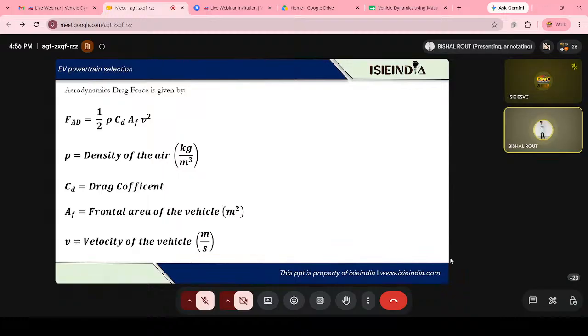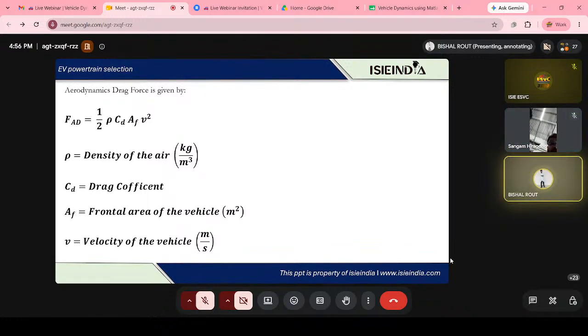And then you have AF, which is referred to as the frontal area of the vehicle. Frontal area of the vehicle means how much of the front of the vehicle you can see. How do you calculate the frontal area? You multiply length by breadth, and you get the frontal area of the vehicle in meter square. Then you have velocity in meter per second. Velocity means the speed at which the vehicle is actually traveling.